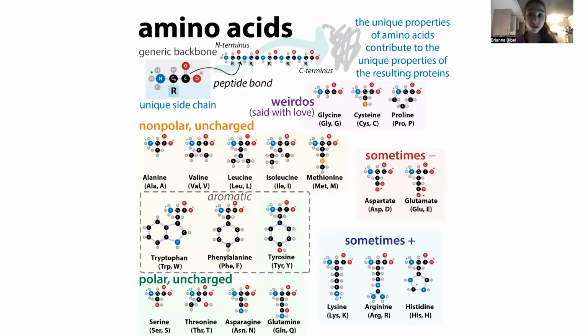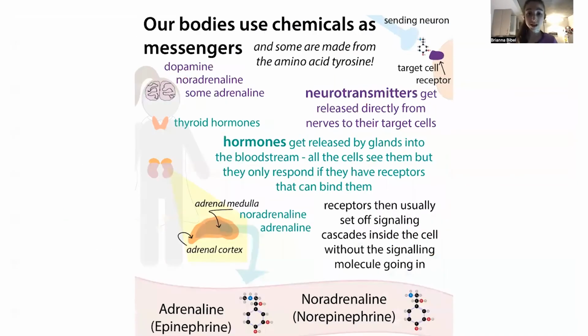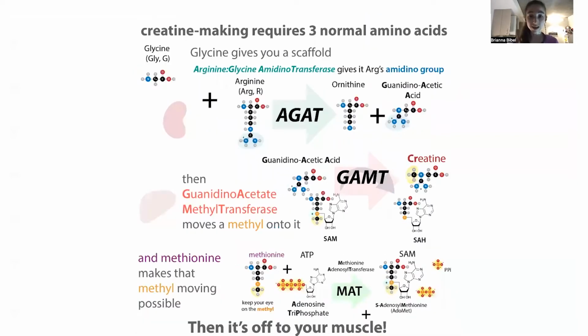But amino acids aren't just protein building blocks. They also have other purposes. For example, they can be used as hormones. They can be used as signaling messengers. And there are also things that are technically amino acids, but we don't typically think of them as amino acids, like creatine, which is a molecule that can be used for energy storage.